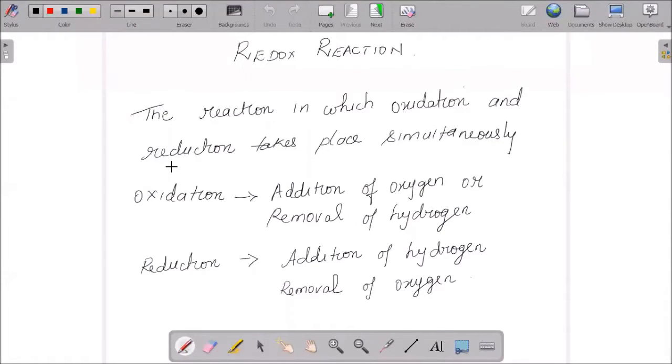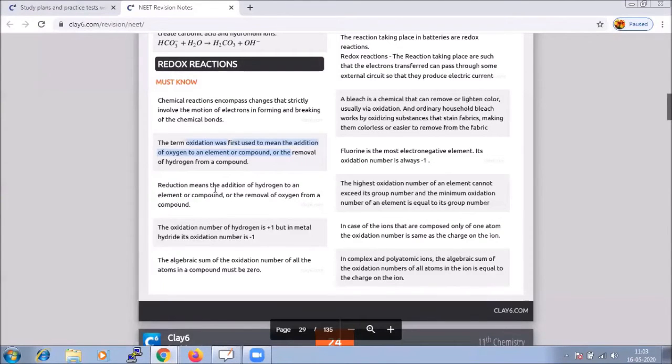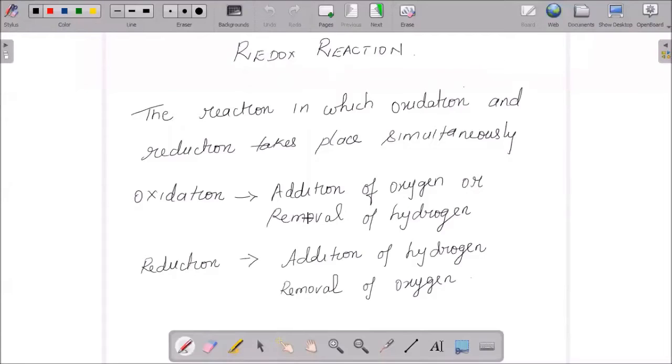So when we say redox, it is the reaction in which oxidation and reduction take place simultaneously. Oxidation is addition of oxygen, or removal of hydrogen. But reduction is the vice versa of oxidation, that is addition of hydrogen to an element or compound, or removal of oxygen from that compound. So when oxidation and reduction take place simultaneously, we consider that a redox reaction.